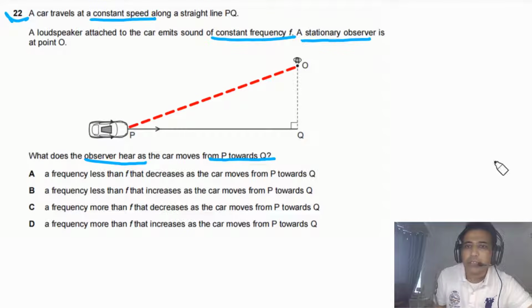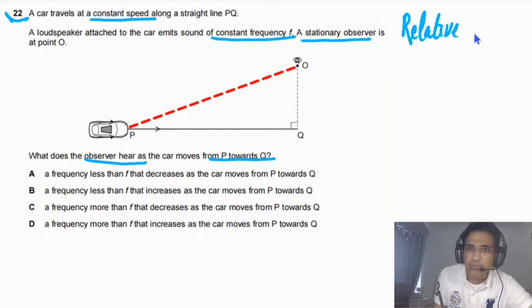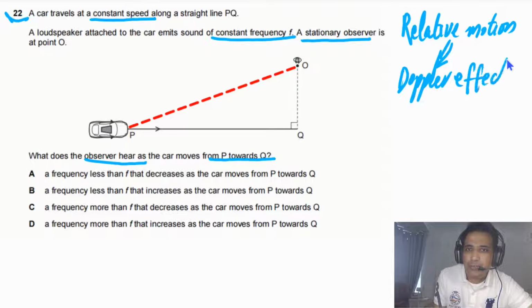It means there is relative motion between source and observer. As there is relative motion, it means there is Doppler effect. As the source is approaching, it also means that the observed frequency has to be greater than the frequency of the sound produced by the source.